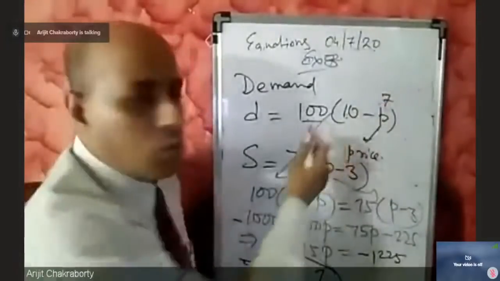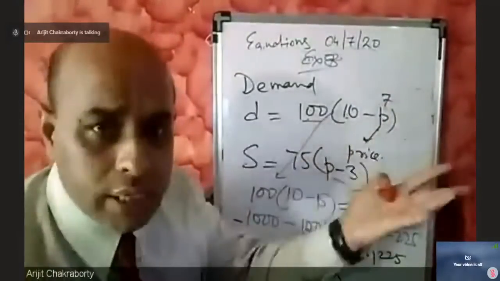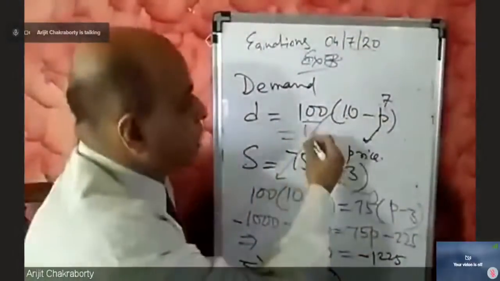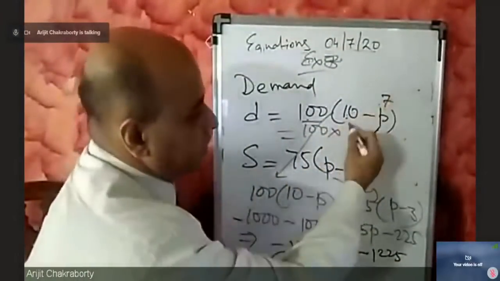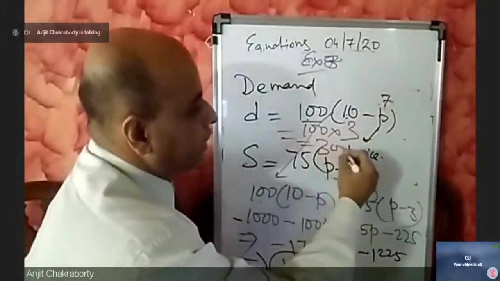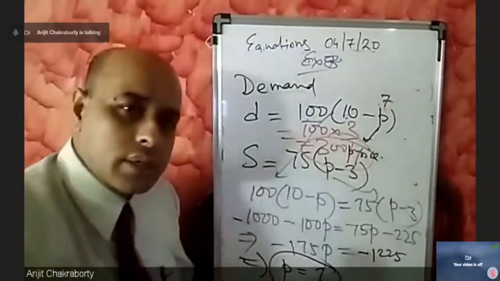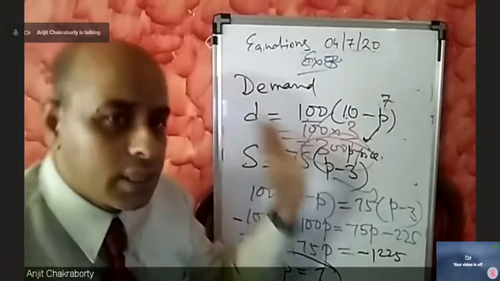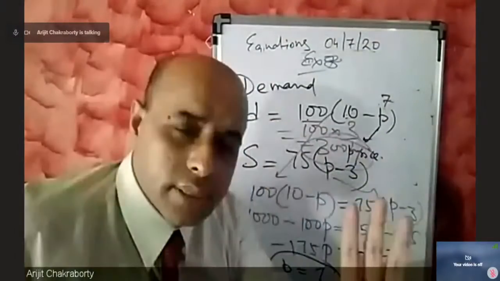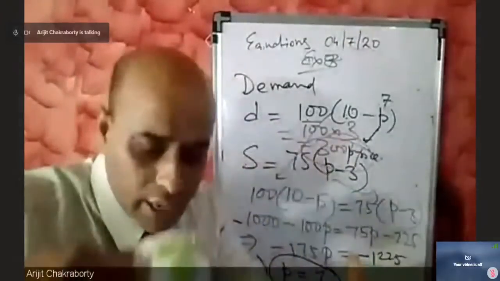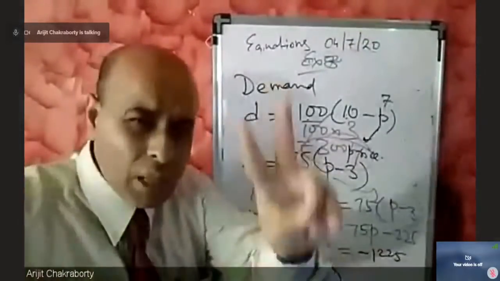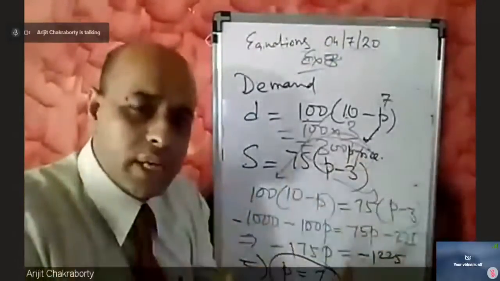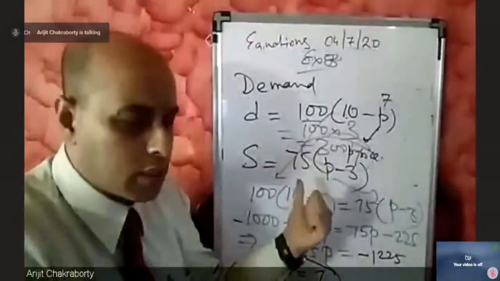The equation was 100 into 10 minus P. P is 7. So 100 into 10 minus 7. This gives me 100 into 3, so I get 300 kg. So in this way, we have found out the price at which the demand meets the supply. Number 2, we have also found out the quantity which will be purchased or sold at this particular price.